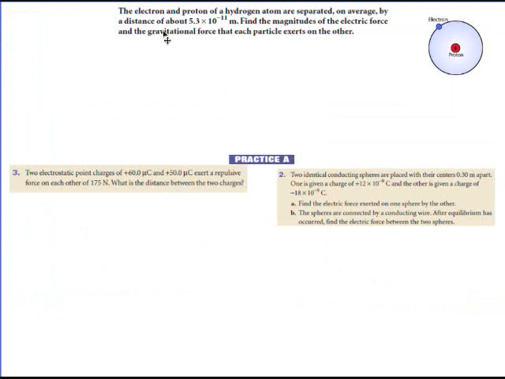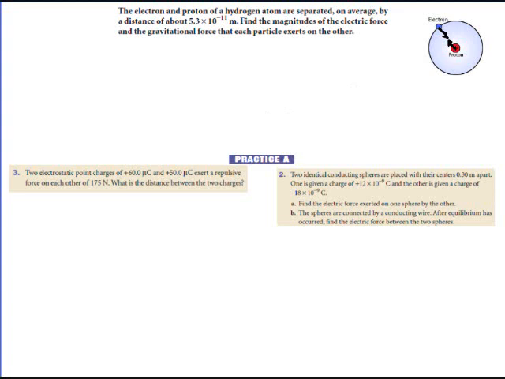So here we have an electron and a proton of a hydrogen atom. They're separated on average by a distance of 5.3 times 10 to the negative 11 meters, and we want to find the magnitudes of both the electric force and the gravitational force that each particle exerts on each other. Now the hydrogen atom is the simplest of all the atoms. The proton and the electron attract each other.